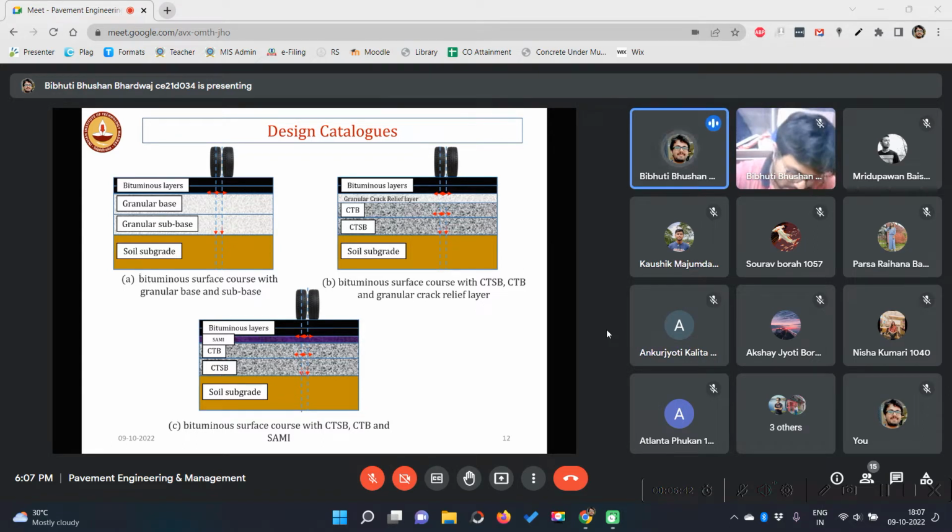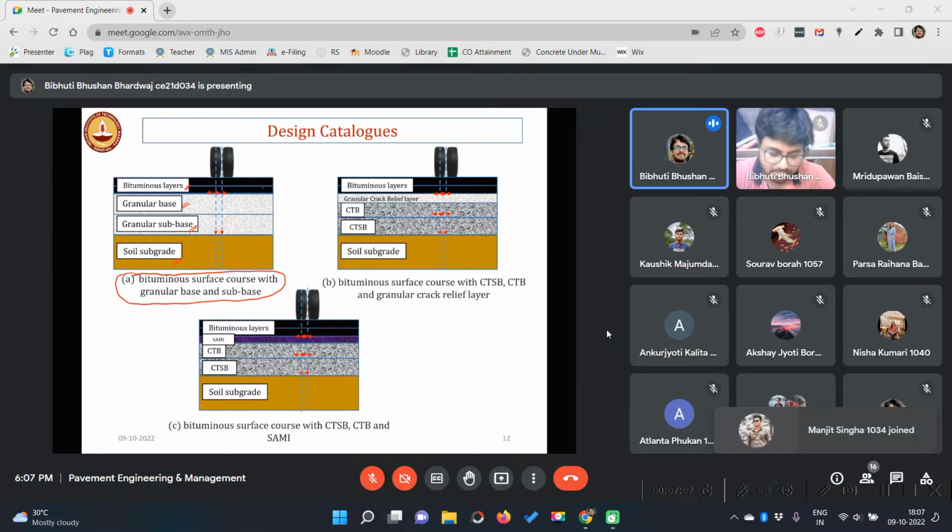So the most used or the typical pavement structure is catalog A, which is soil subgrade. That means subgrade is soil. This is subbase, and base is granular materials, meaning aggregate along with water. And bituminous layers, that means bitumen plus aggregate, the binder and surface course.